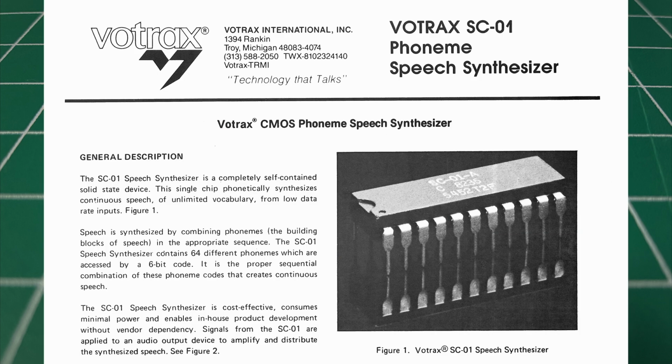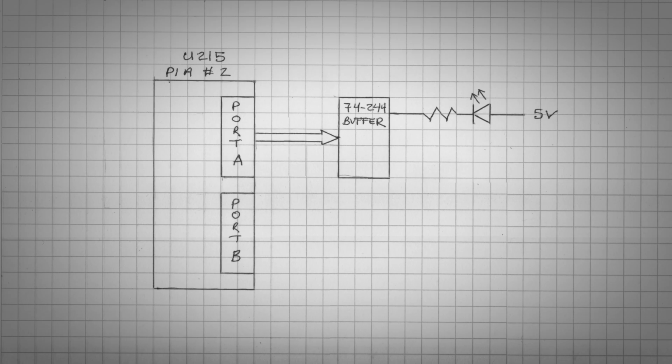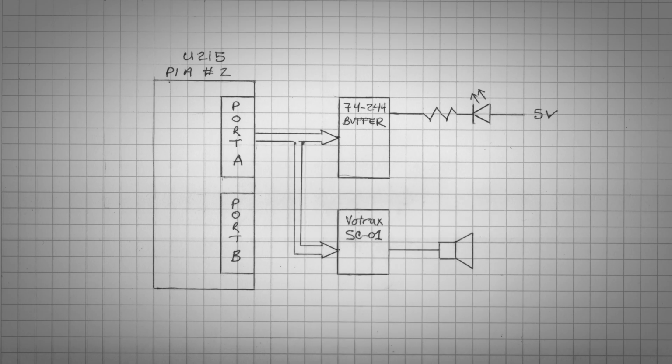But how does that relate to the phonemes sent to the Votrax SC01 voice synthesizer chip? It's very simple and very much based on the hardware. Port A of U215, the second PIA chip, does not just go to the LEDs. It also goes in parallel to the SC01's input pins. It serves double duty, driving both devices.